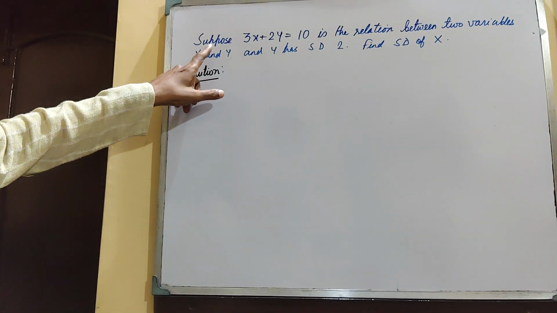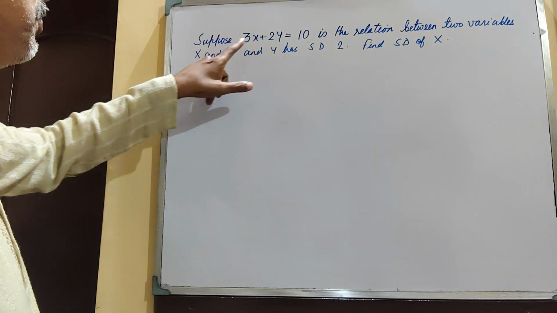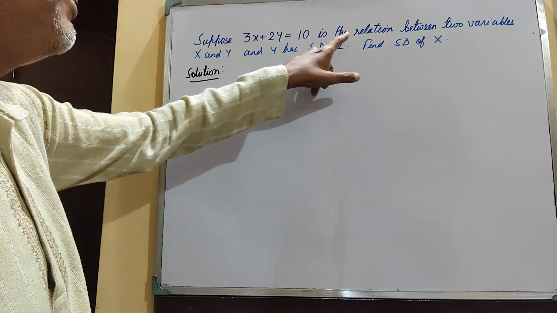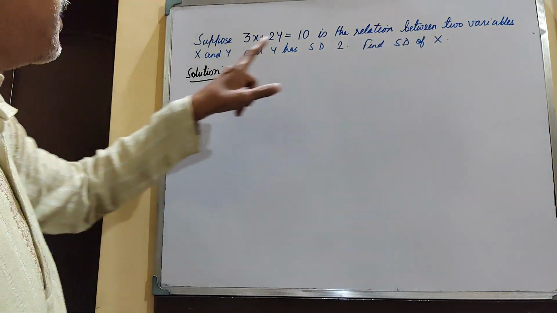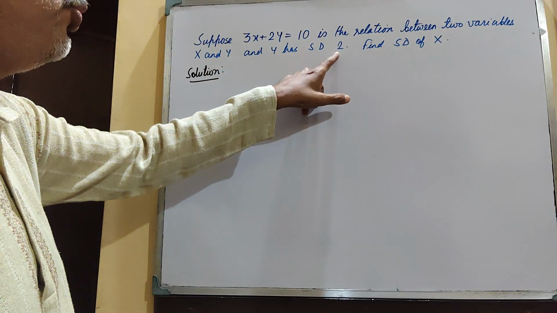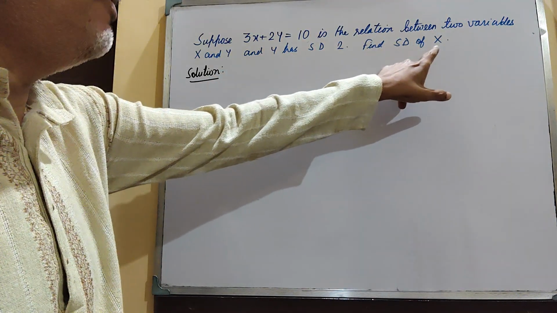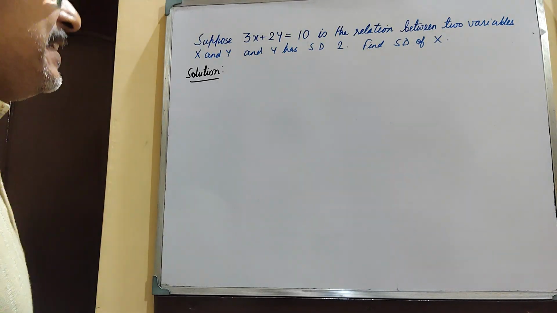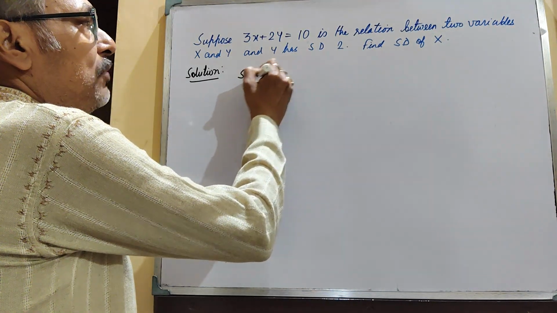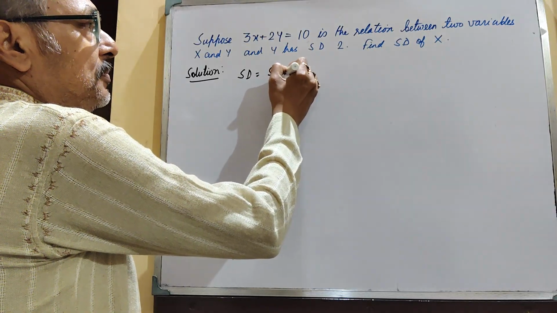Hello, in this video we want to solve this question. Suppose 3x plus 2y equals 10 is the relation between two variables x and y, and y has SD 2. Find SD of x. Now what is SD? SD is the standard deviation.